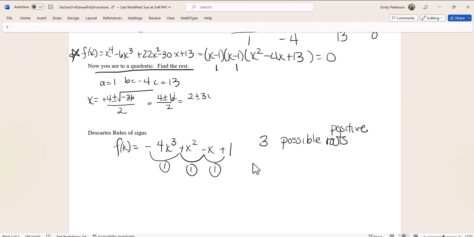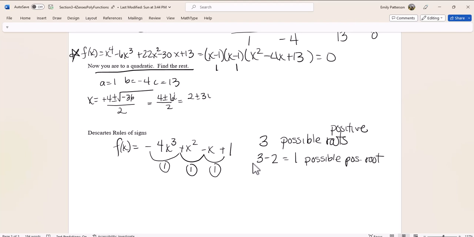Descartes also said that we can continue to subtract even numbers. So if I subtract an even number of 2, I also have 1 possible positive root. So if I was looking at a polynomial that had 7 sign changes, then I could have 7 roots. Subtracting an even number, I could have 5 roots. Subtracting an even number, I could have 3 roots or 1 root.